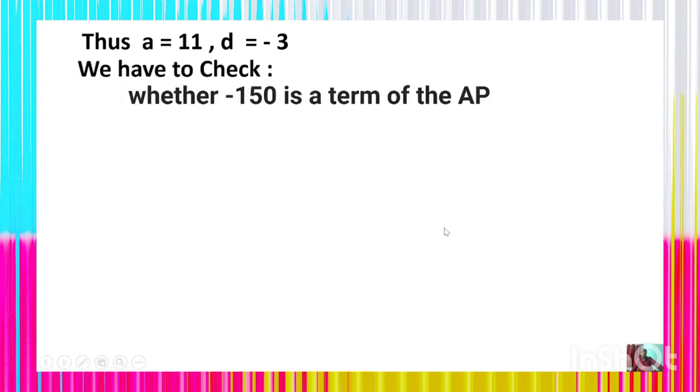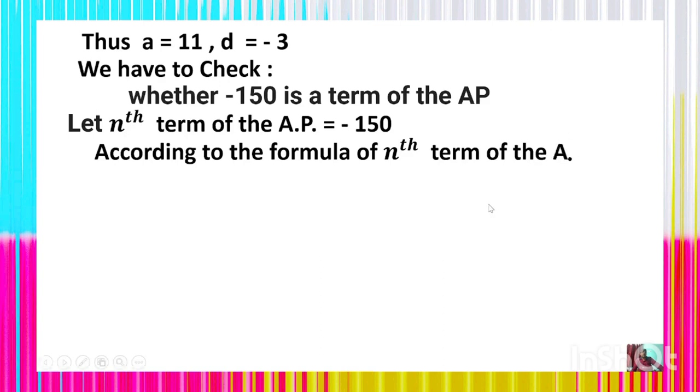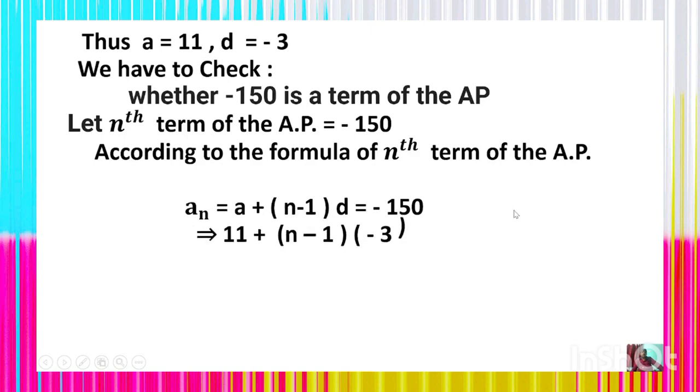Thus a is equal to 11, common difference is minus 3, and we have to check whether minus 150 is a term of the AP, right? So let the nth term of the AP be equal to minus 150, right? According to the formula of the nth term of AP, we know that a plus n minus 1 into d is equal to minus 150. Yes or no? Now putting the values of a and d, we get 11 plus n minus 1 whole into minus 3 is equal to minus 150.